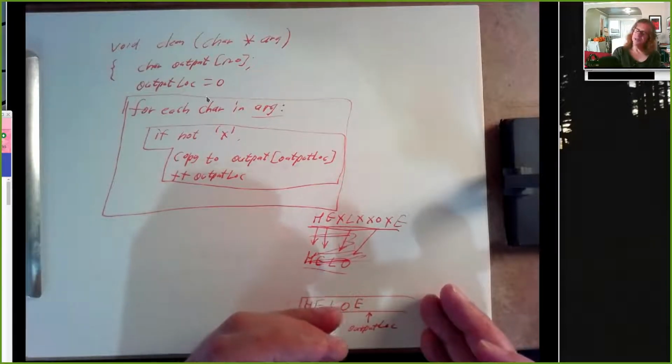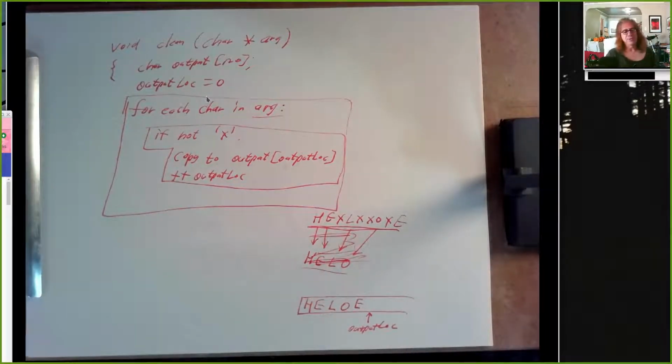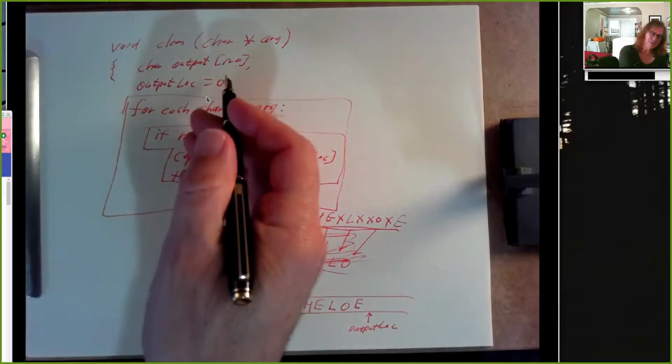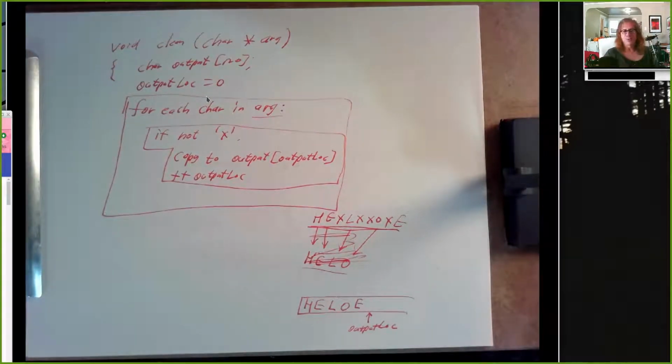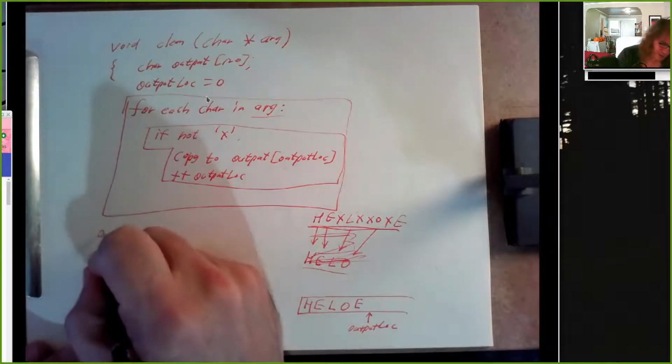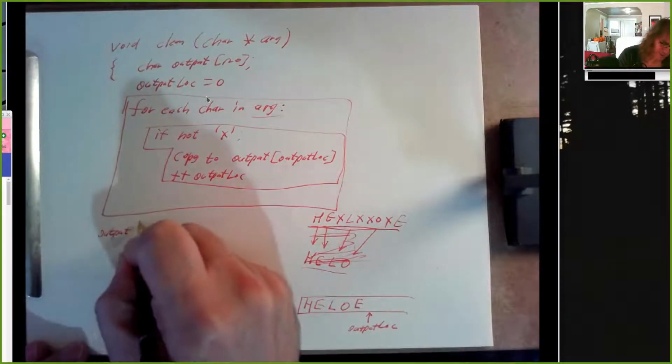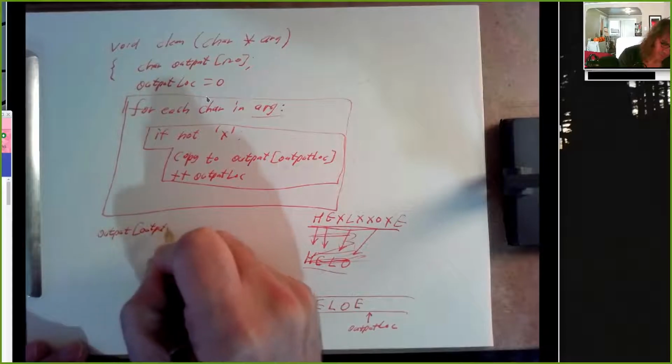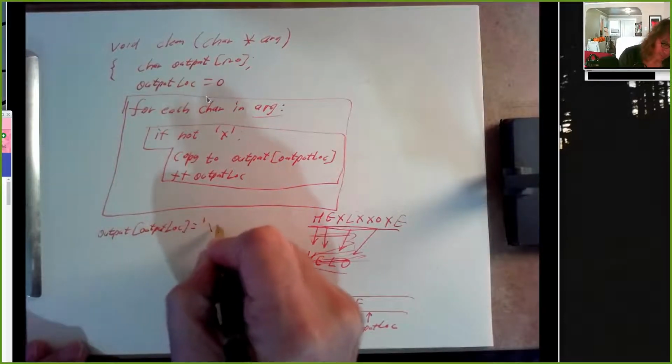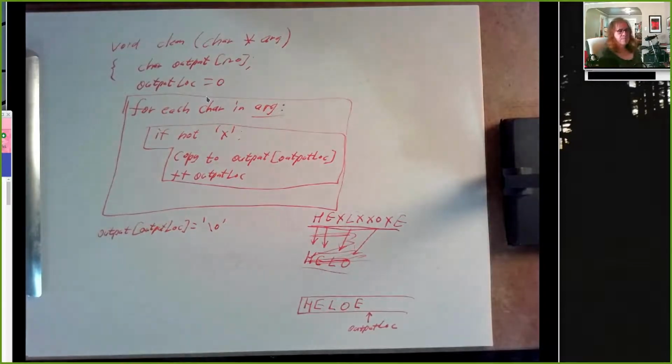There's all kinds of ways to make sure there's a null terminator. You can start off by initializing this to 120 null terminators. That's way more work than you need to do. An easy way to do this is once you finish your for loop, since we know output loc is pointing right here, just throw your null terminator right in that spot. And now output is your cleaned up string. It's your string with all the x's removed.